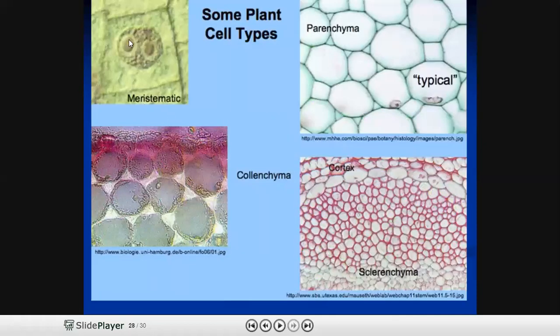So meristem. How do we identify this meristematic cell? So this is the parenchyma cells. This is the typical we see. This is the collenchyma cells. Yes, this is the cortex region, which is the sclerenchyma cells.